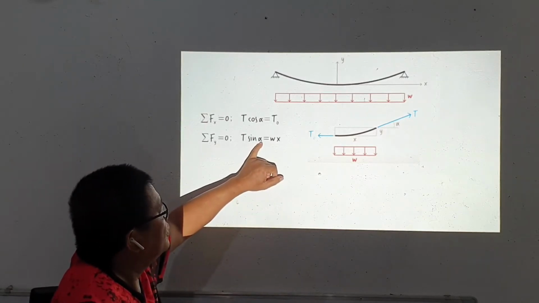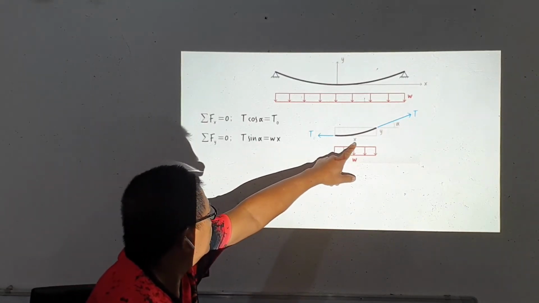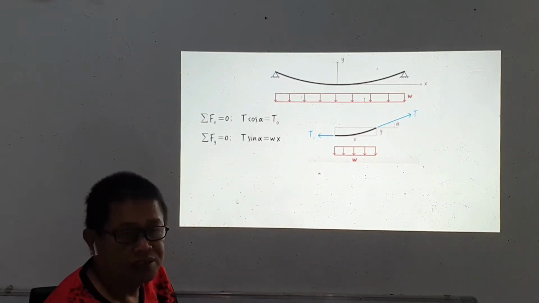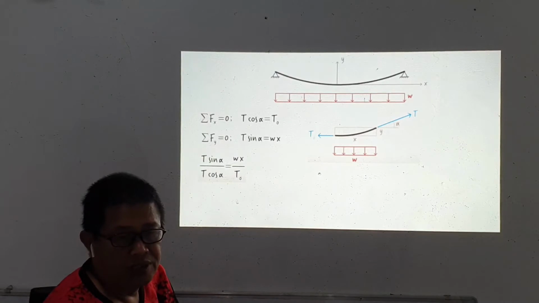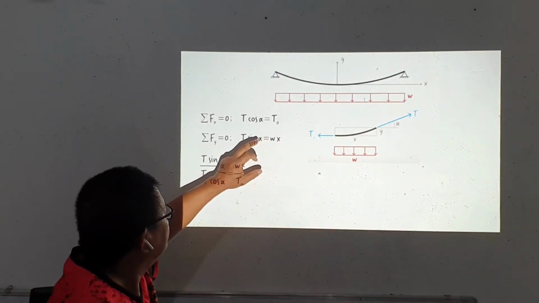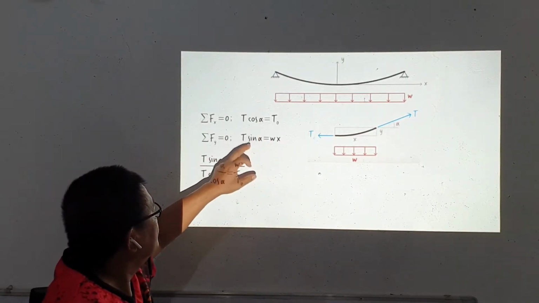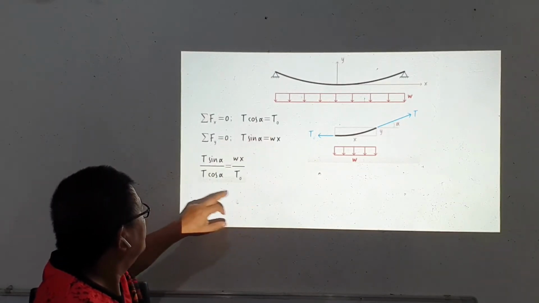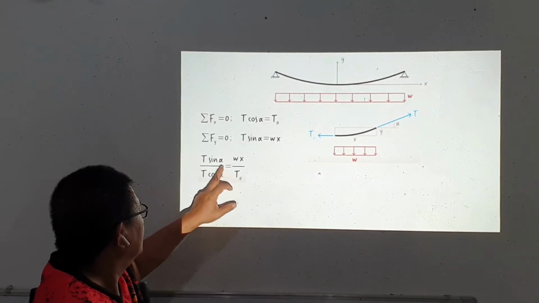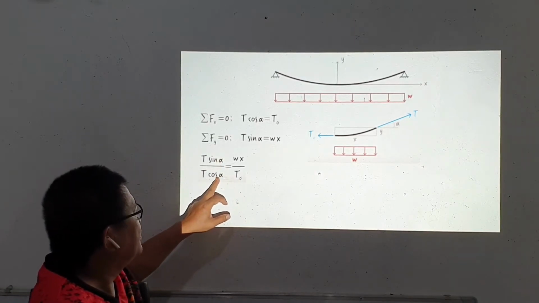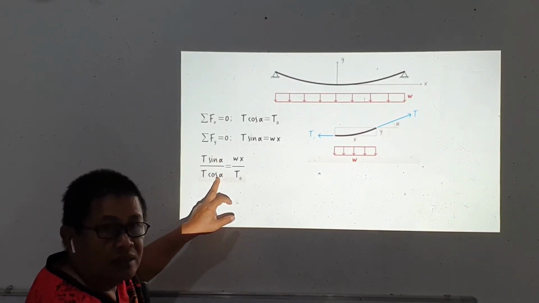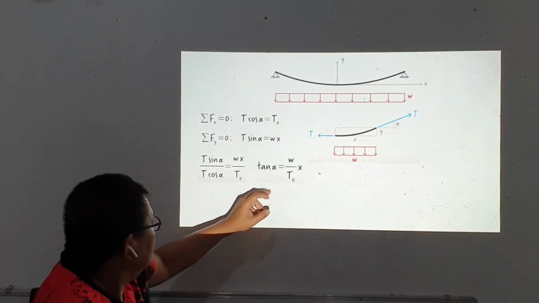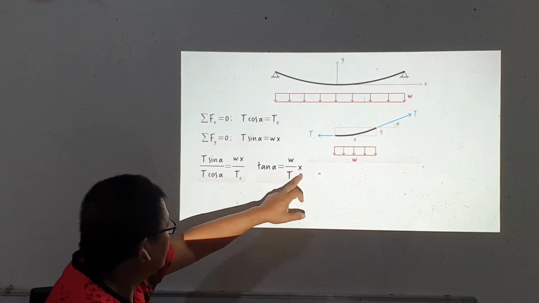T sine alpha is equal to W times x. T sub O will not have any effect on the vertical summation of forces. Then we divide the second equation by the first equation. T sine alpha equals Wx divided by T cosine alpha equals T sub O. So sine alpha over cosine alpha becomes tangent alpha, and then T over T will be cancelled. So we'll have the result, tangent alpha is Wx divided by T sub O.